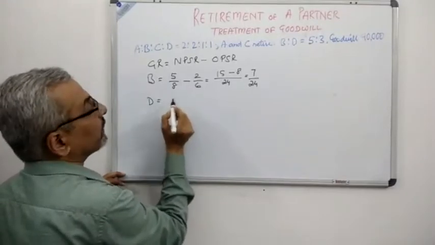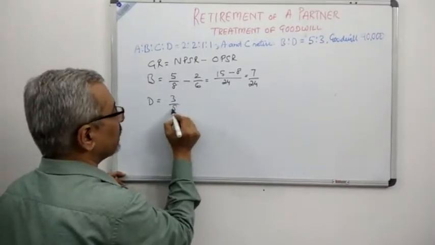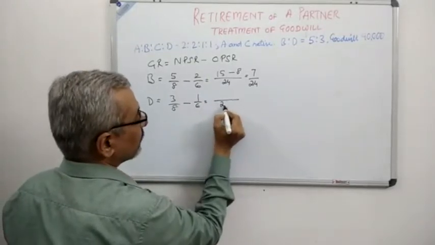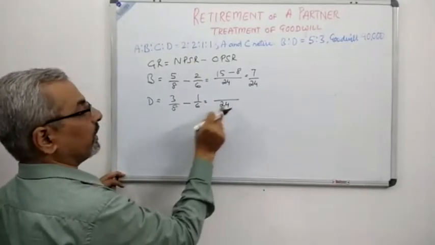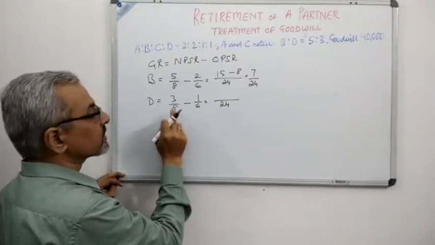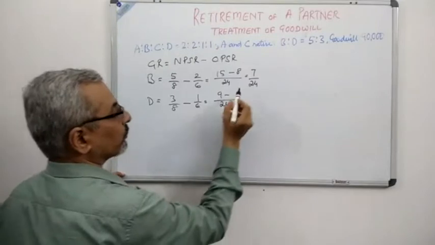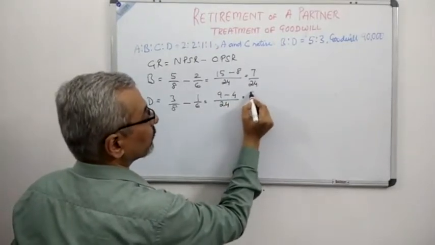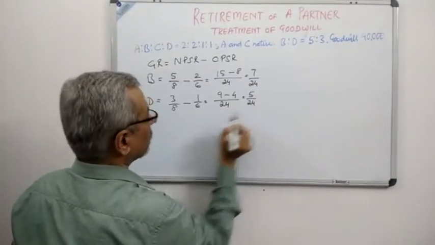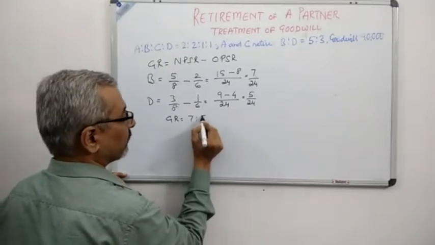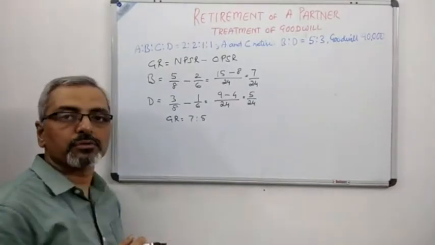is D, and D's new share is 3 by 8 and the old share was 1 by 6. So the LCM is 24. Again you can see 24 divided by 8 gives us 3. 3 into 3 is 9, and 24 divided by 6 is 4. So we get a 4 over here. So we are getting 5 by 24. Therefore, the gaining ratio, what we get is 7:5. This is the gaining ratio, 7:5.